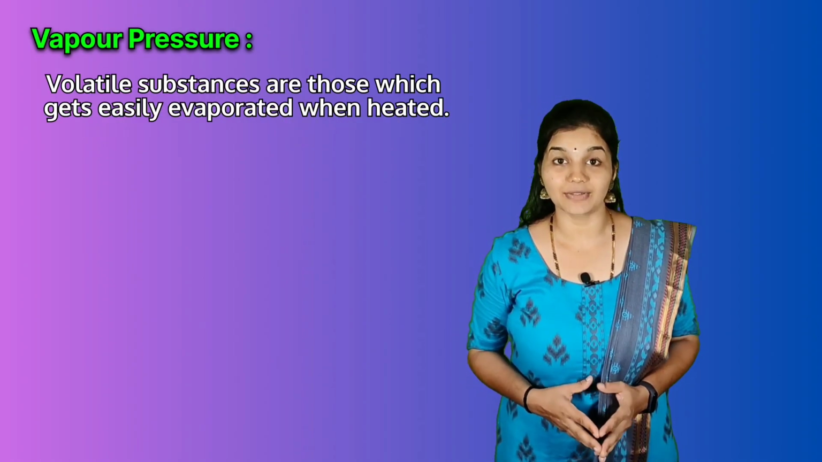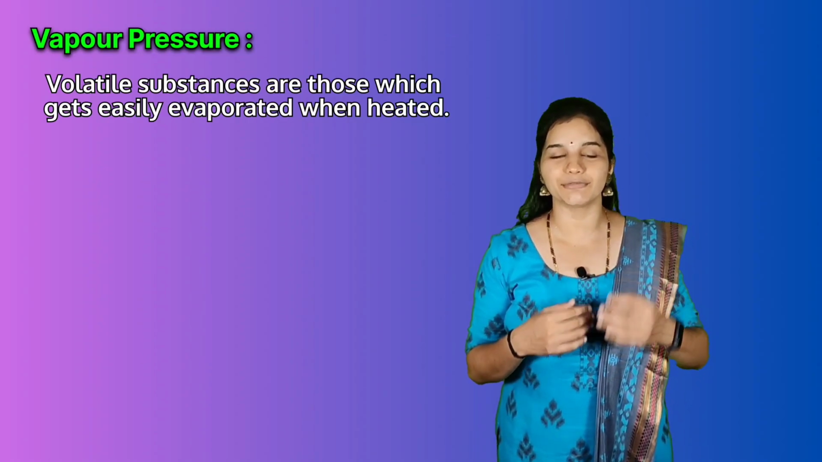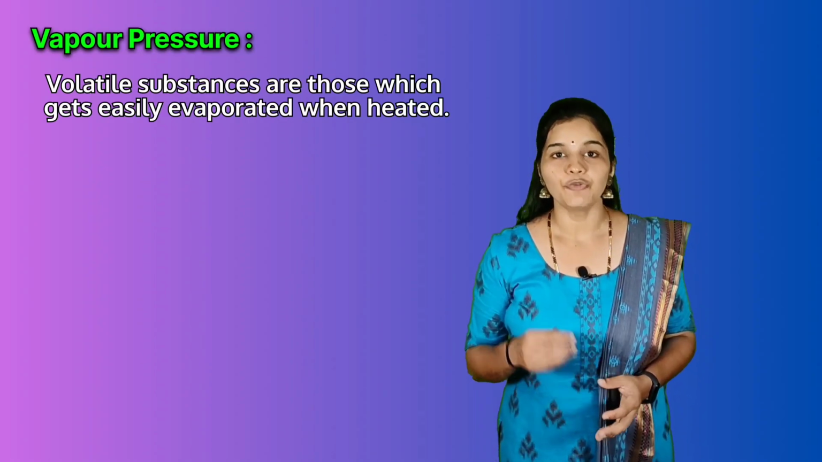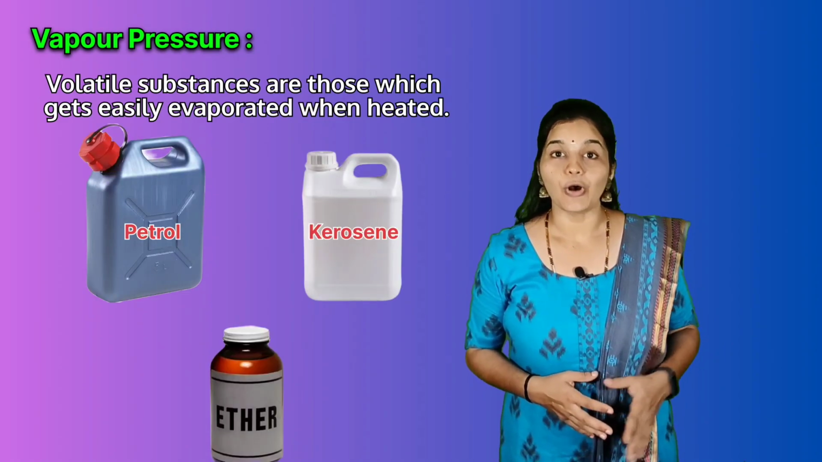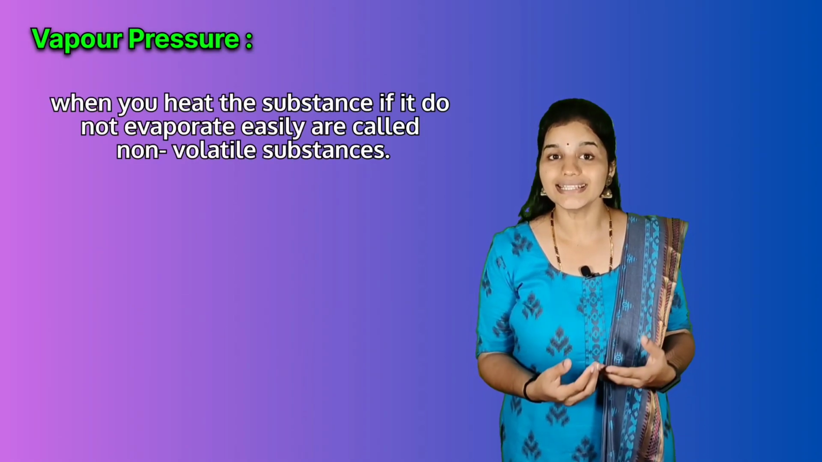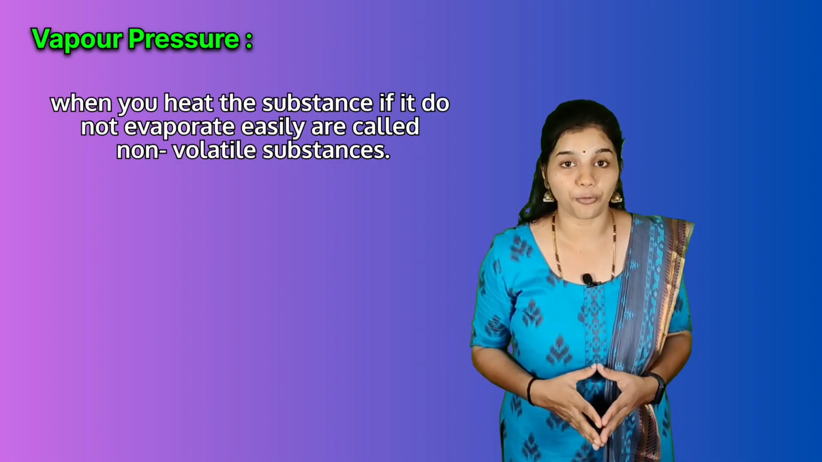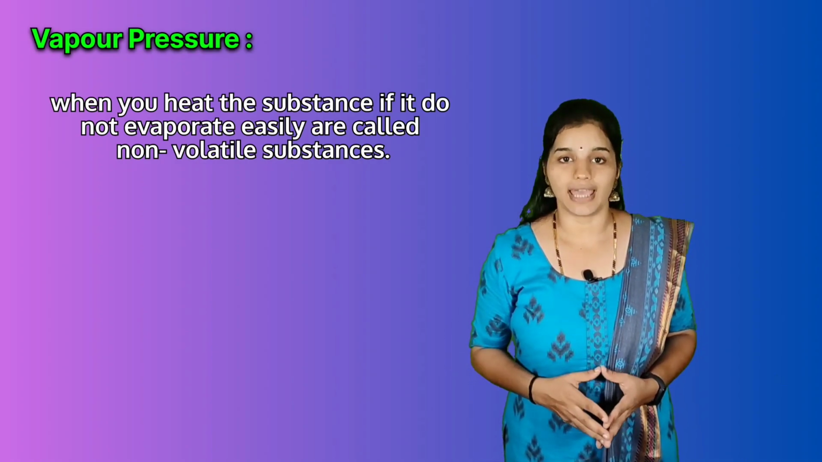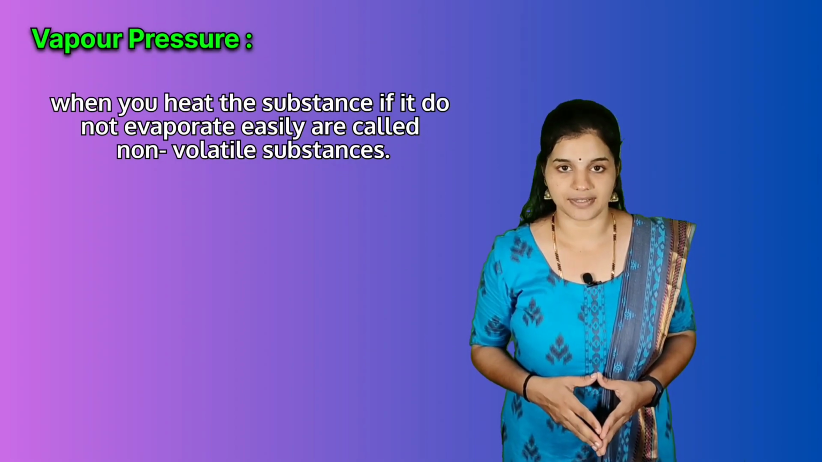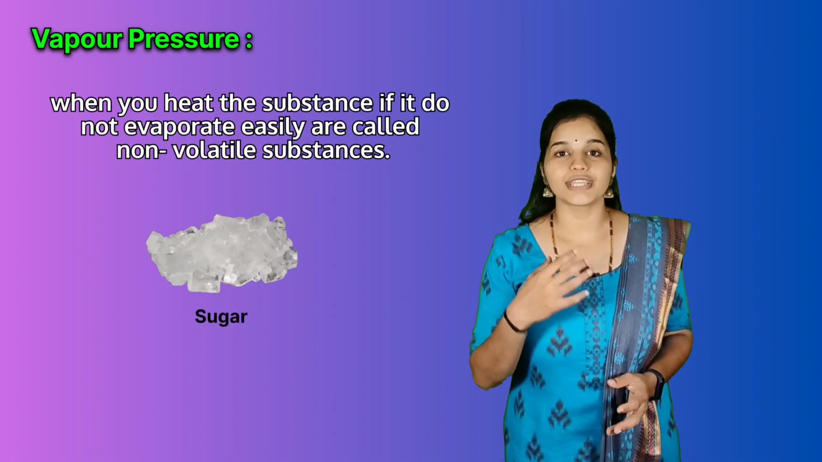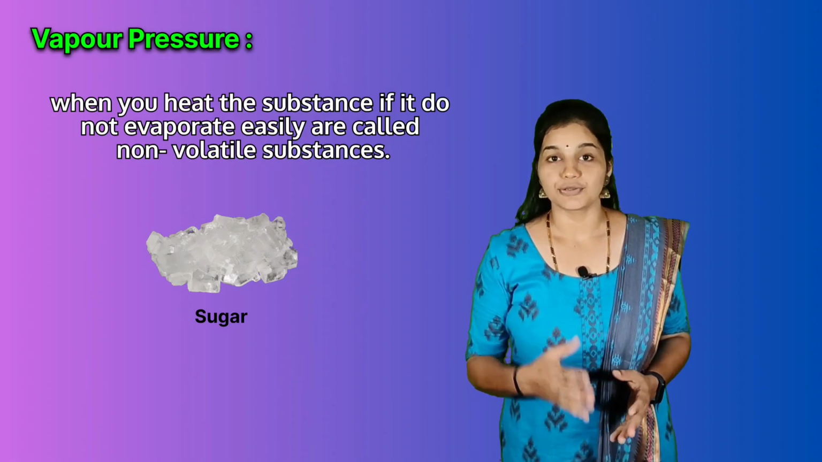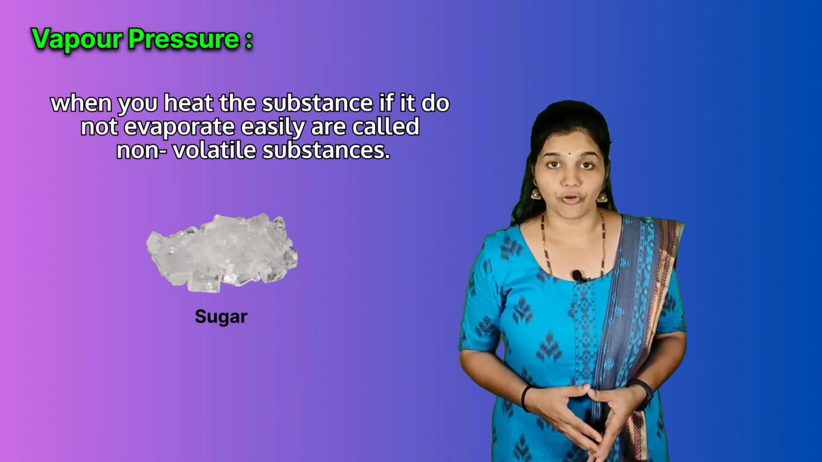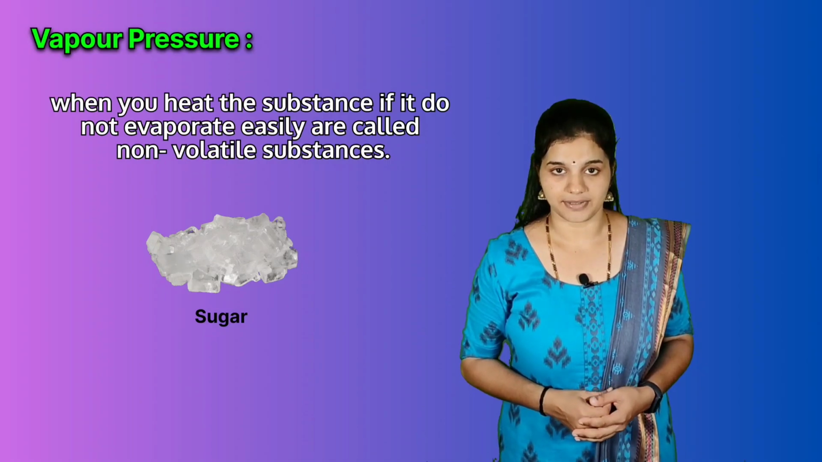Volatile substances are those which get easily evaporated when heated. For example, petrol, kerosene, ether, etc. On the other hand, when you heat the substances, if they do not evaporate easily, they are called non-volatile substances. For example, if you take sugar and you heat it, it will not evaporate. So, sugar is an example of a non-volatile substance.